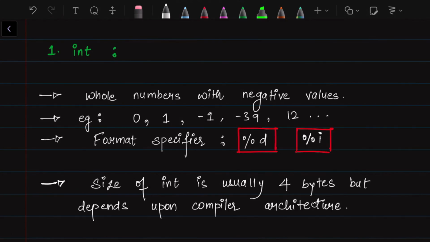Here I have also mentioned format specifiers. For int, format specifiers are %d or %i. What do these format specifiers usually do? These format specifiers are basically for specifying the formats for your data type. So if you have an integer variable and you want to print its value, then you need to use %d.